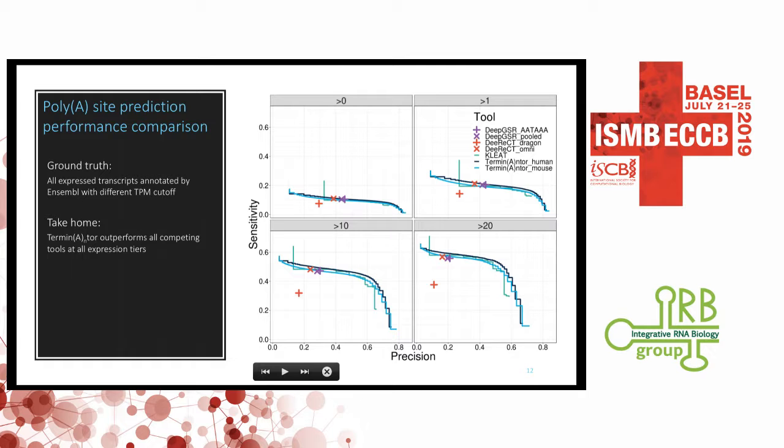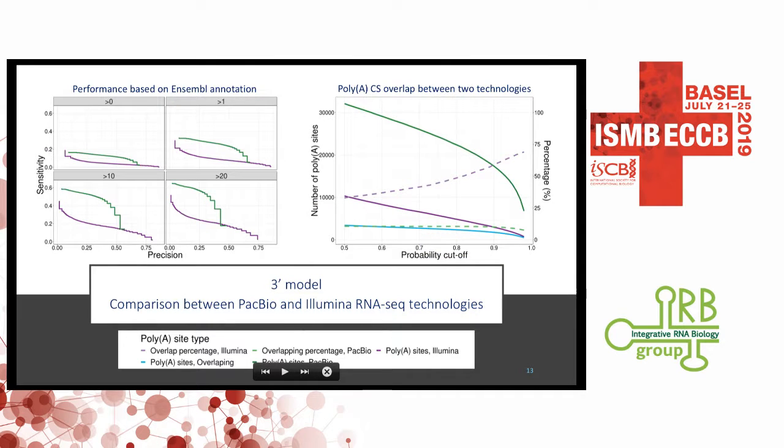They are quantified by Salmon, and we apply different TPM cutoffs to see how well our models are able to predict the expressed ones. And it turns out that in all 4 tiers, Terminator is able to outperform all the other tools. And especially with the TPM cutoff over 20, the Terminator model built on mouse is able to outperform the other 2 deep learning models as well. So the last question we want to ask is, since our model works so well on Illumina reads, how does it work on PacBio reads?